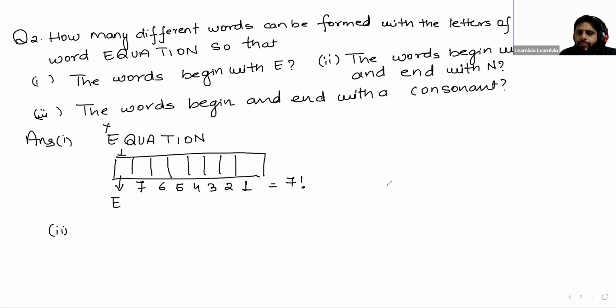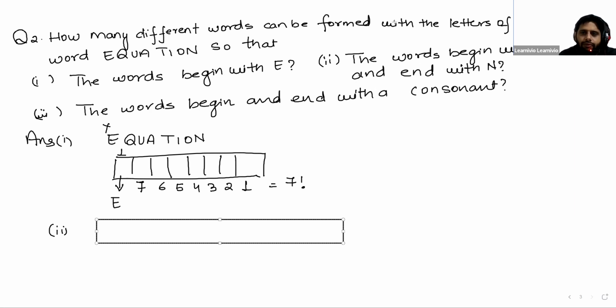Now we have the second one. The words begin with E and end with N. So again, we have 8 alphabets.